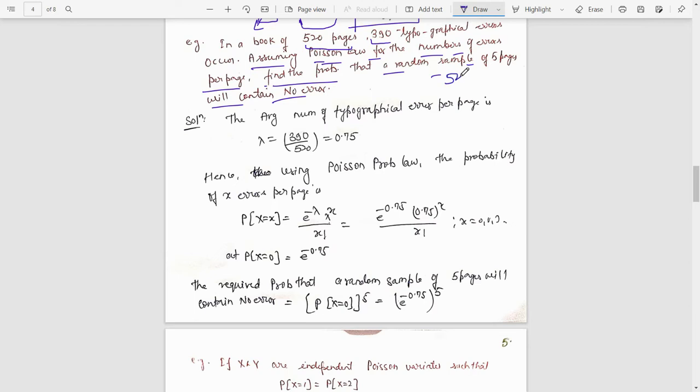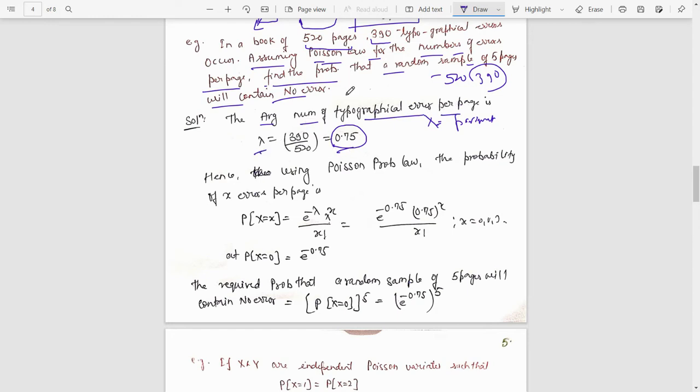So 520 pages contain 390 errors. Okay, so the average number of errors per page will obviously be 390 divided by 520, which is 0.75. Lambda is equal to 0.75, because lambda is the parameter of your distribution, and the average number of typographical errors per page is going to be your lambda.